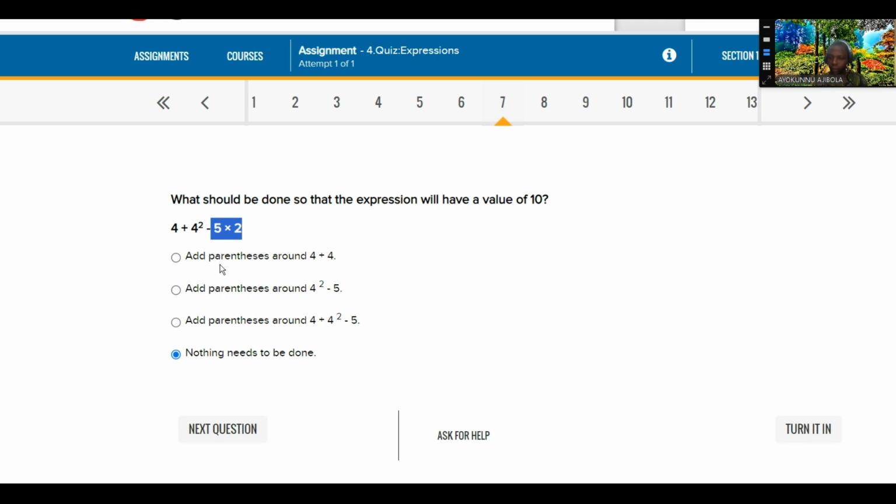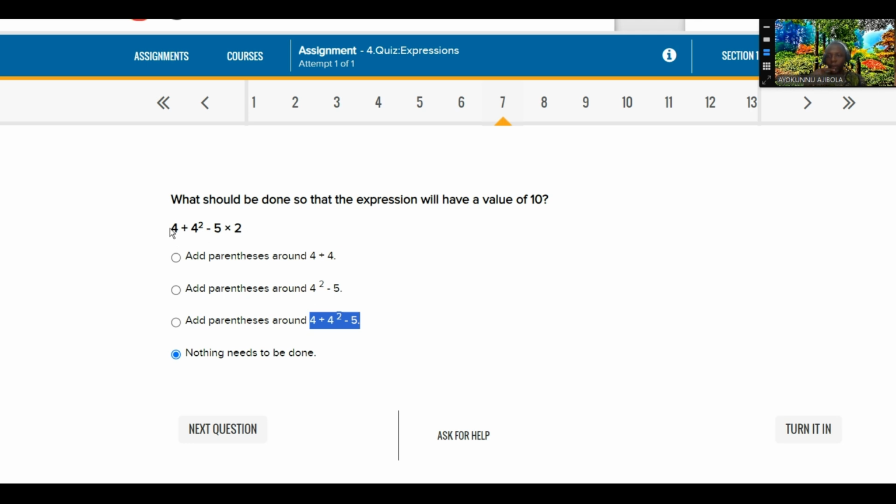But parentheses around 4 and 4, no. Parentheses around 4 square and 5, that won't work either. Because if we say 4 square and 5, that is 16 minus 5, which is 11. And 11 times 2 is 22. We can now add 4. No, it won't give us 10. So add parentheses around all of this without the 2.